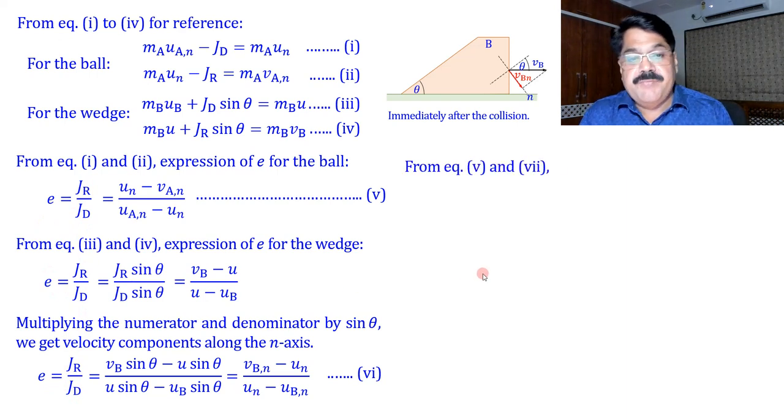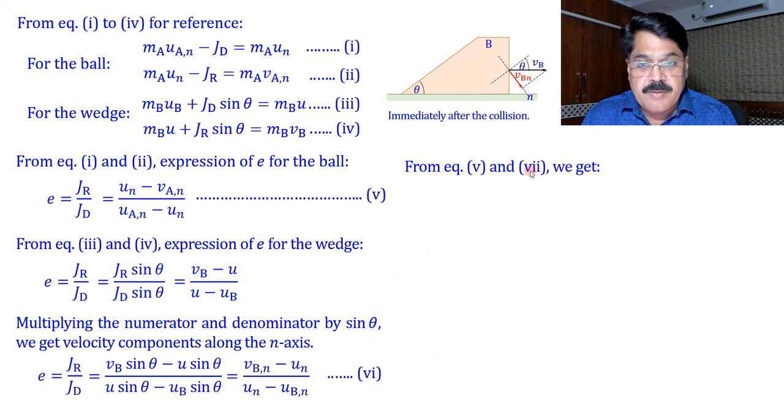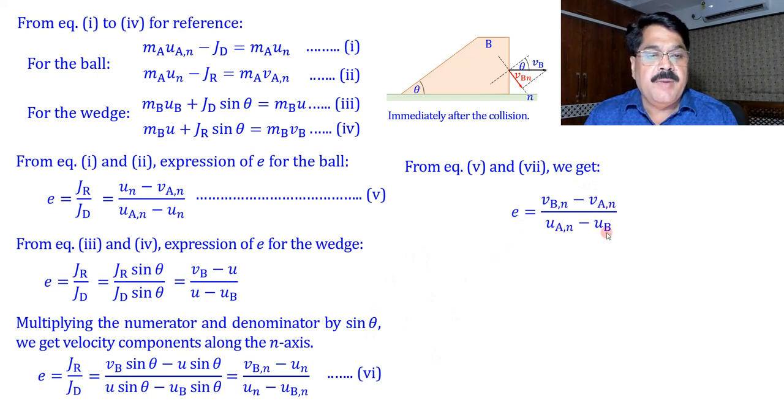From equation 5, there is a typing error; it should read 6. What we get is e equal to (VBN minus VAN) upon (UAN minus UBN). The same thing we will do: we equate these two and add numerators to numerator and denominator to denominator. We will have the same ratio and get this result. Now you can see it is the same result.